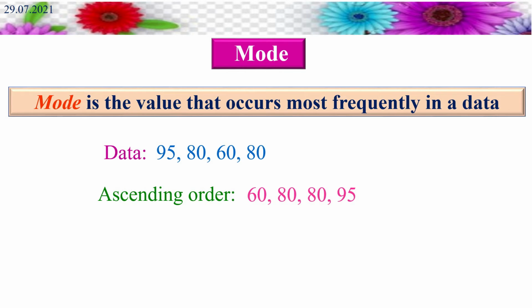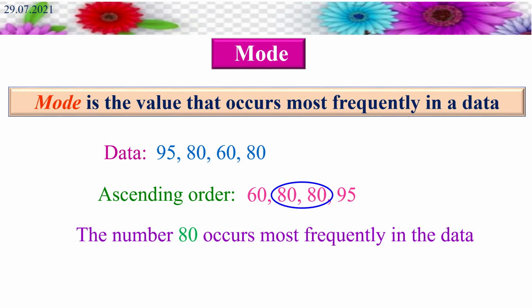Which data occurs maximum number of times? Yes, of course, it is 80. It occurs 2 times. The number 80 occurs most frequently in the data, which means the maximum number of times. Therefore, mode is equal to 80.